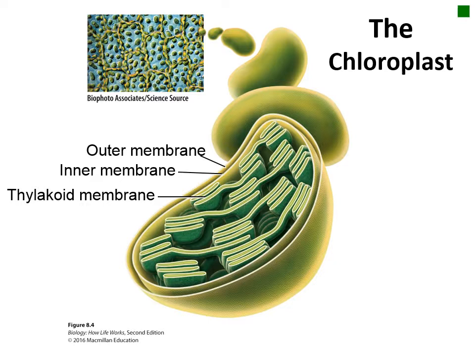Thylakoid membranes form structures that resemble flattened sacs, which are grouped into stacks called grana. Inside the grana is the lumen, and the area outside is the stroma.